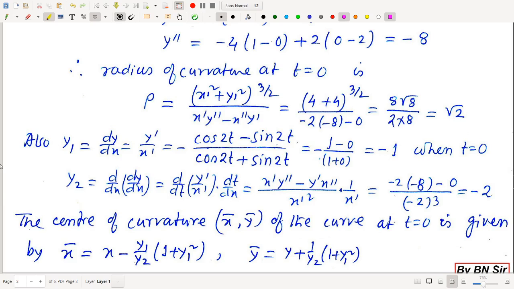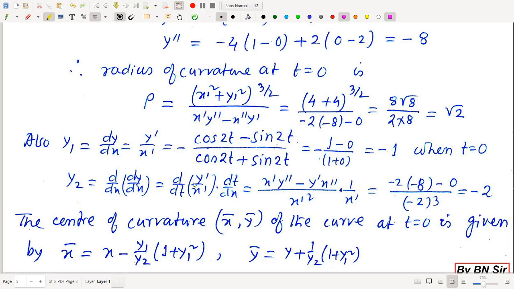Now we need y1, dy by dx. y1 is dy by dx, which is y dash by x dash. So the values of y dash and x dash divided, 2 e to the power minus twice t gets cancelled, with a minus sign we get this expression. When t is 0, we get 1 minus 0 by 1 plus 0 with a minus sign, so it is minus 1.